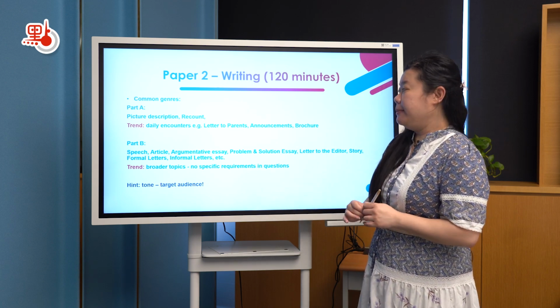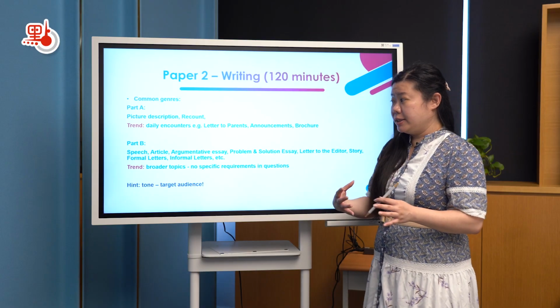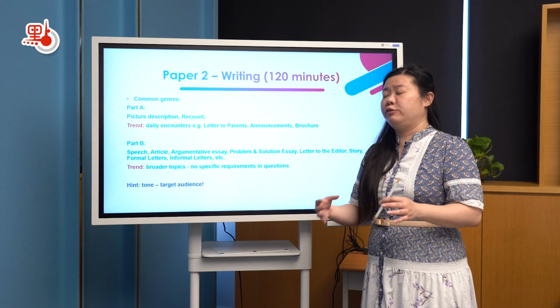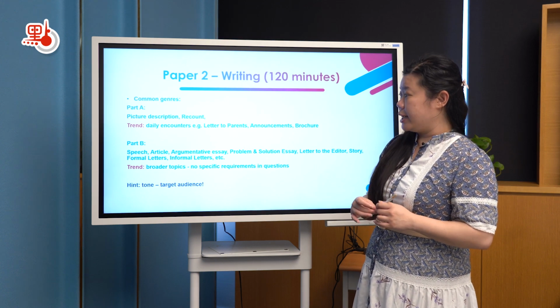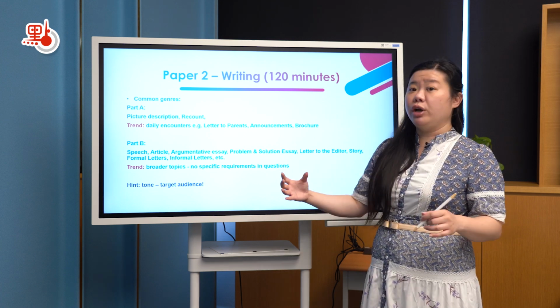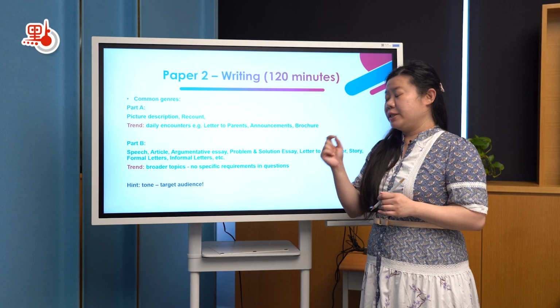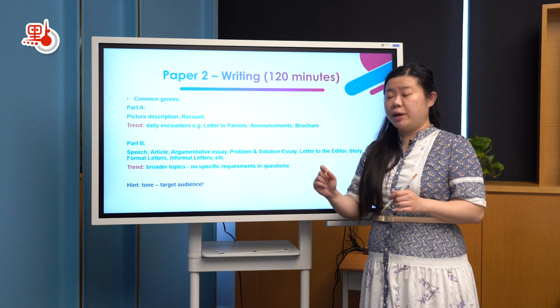As for part B, these are pretty common genres, or you call them text types, in the HKDSE as well. If you can learn these text types in advance, it will definitely help you prepare for better scores in the HKDSE. The trend that I observed is that now the questions are broader in topics, and they do not give you specific requirements in the questions. If you look at past papers, they will give you specific requirements for every question.